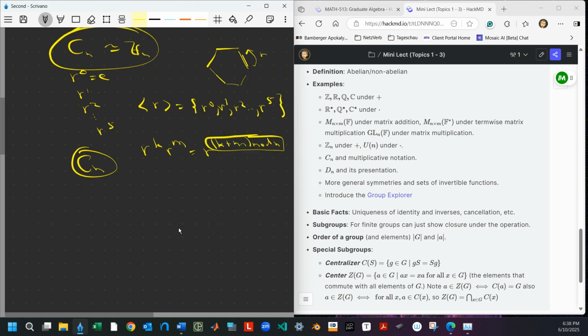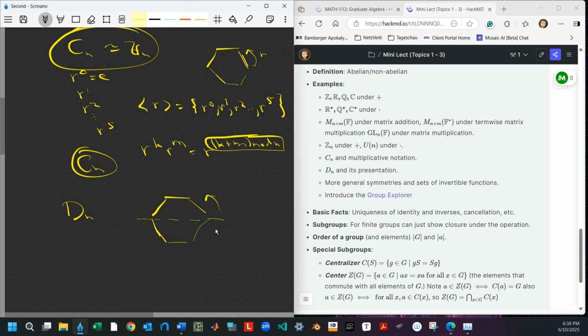Okay, D_n, of course, is another important one. Thinking about this shape up here, let's say this is a regular six-sided polygon. We have the rotations, and then we have flips like that. Is there another kind of flip? I guess in this case, all the flips go through two vertices like that.